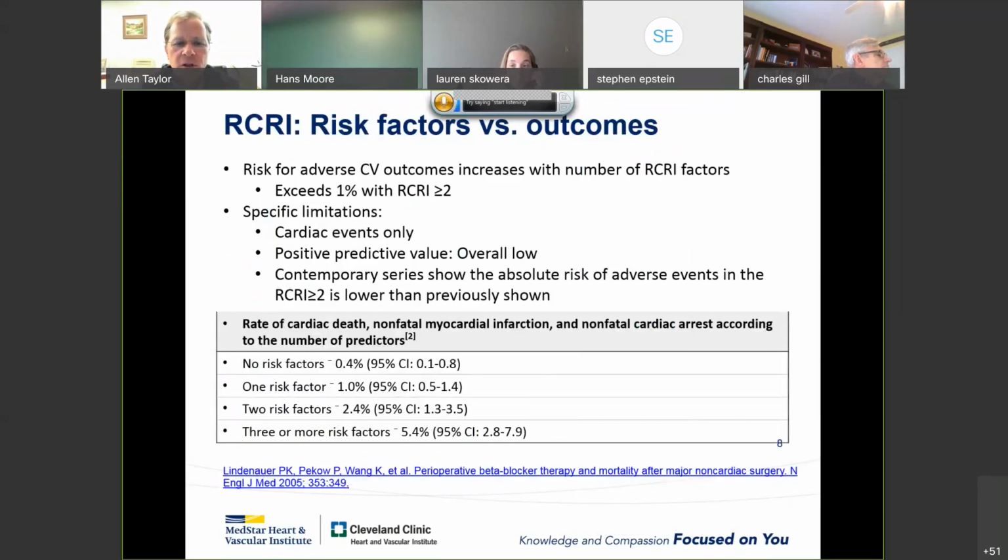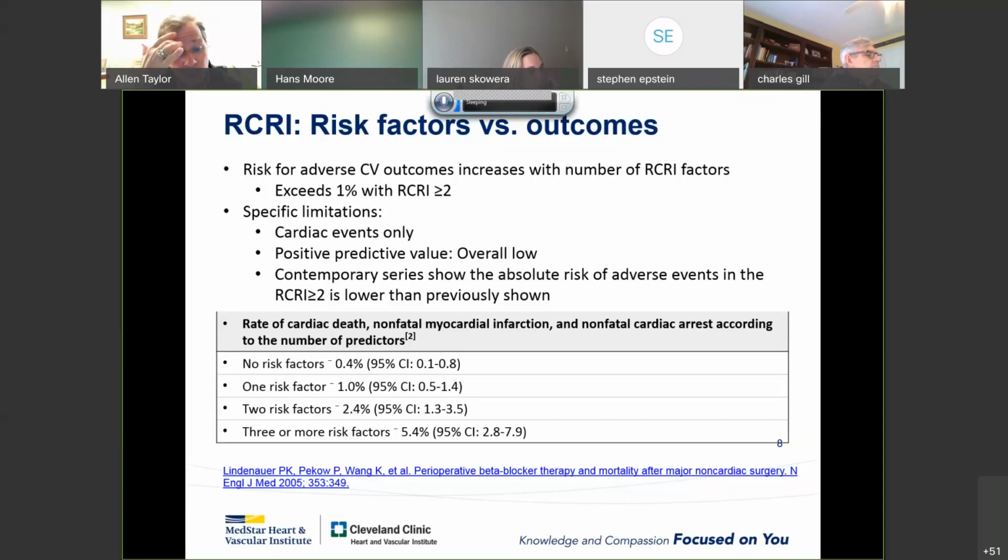So the risk for adverse cardiovascular outcomes increases with the number of factors, and the risk exceeds 1% of having an adverse cardiovascular outcome when an RCRI is greater than or equal to 2. And that's the threshold that many guidelines will point to when additional testing or screening or thinking about the patient is necessary. But as we apply the RCRI, there's a few limitations. One is it's cardiac events only. In other words, there's a host of other events, as you'll see in a moment, that this does not cover at all. Its positive predictive value is quite low.